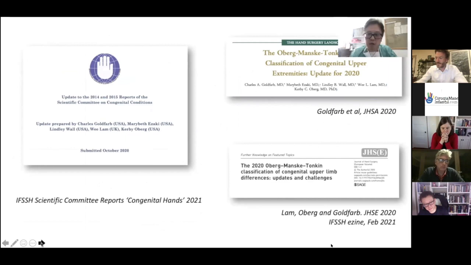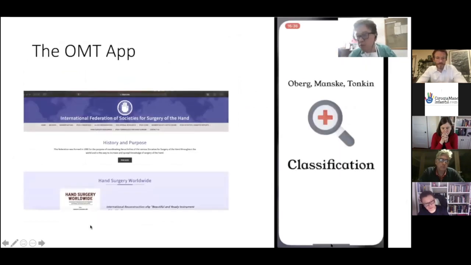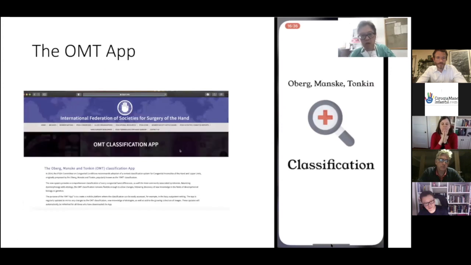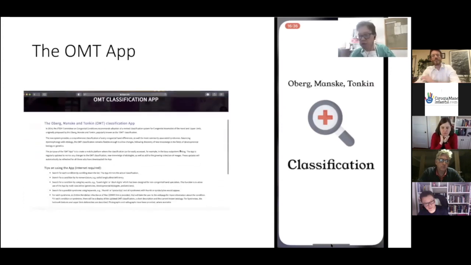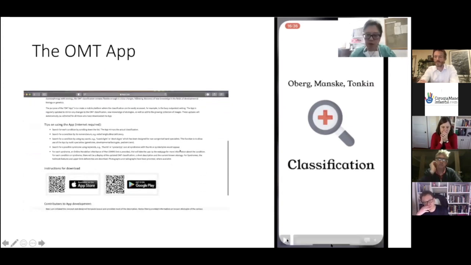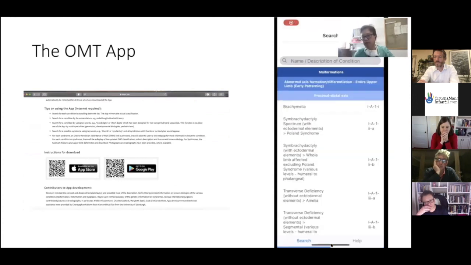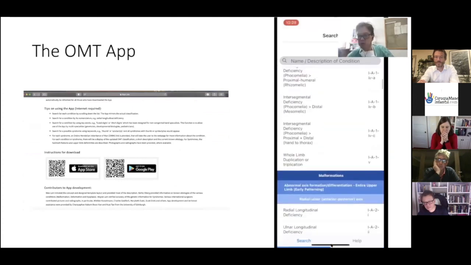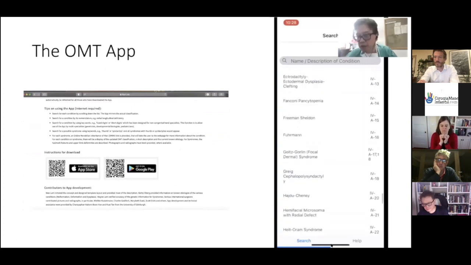Now I want to take some time to talk about the OMT app. This is something that we developed, which can be found easily on the IFESH website. You go to the website, it's under resources, and it's available for free download. The OMT app follows the latest version of the OMT classification. So it is quick and easy to search for a condition, including all the list of the syndromes.